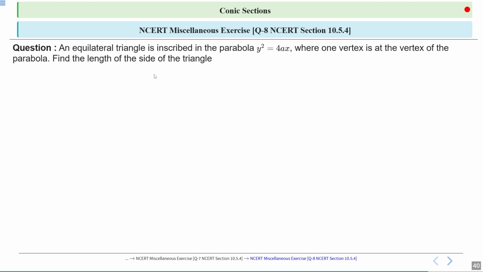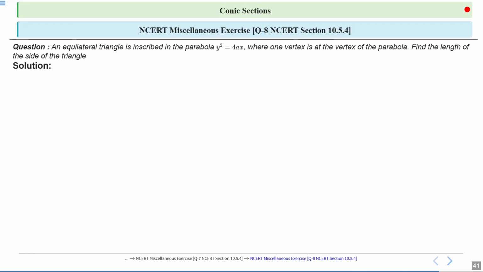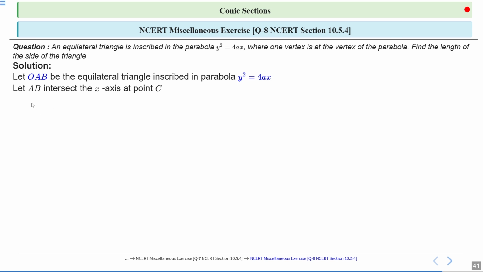Okay, so how would you approach this question? First, think about this. So what do we have to find here? We have to find the length of the side of the triangle. So first let OAB be the equilateral triangle inscribed in the parabola y square is equal to 4 times x. So first let AB intersect the x-axis at the point C.